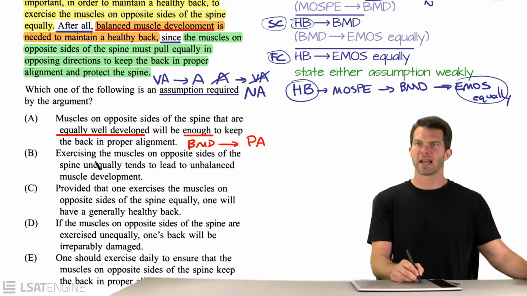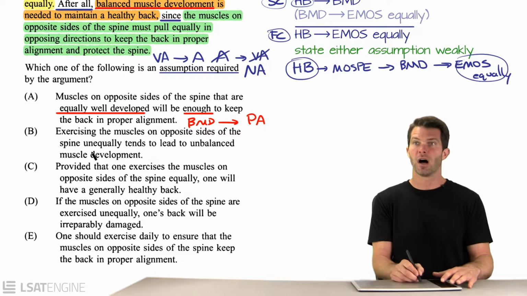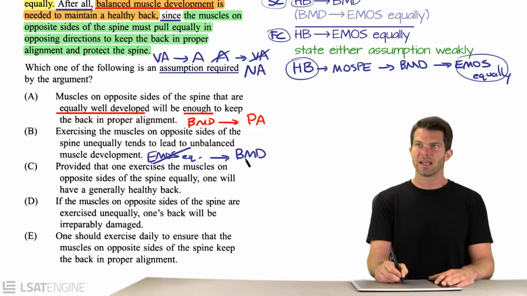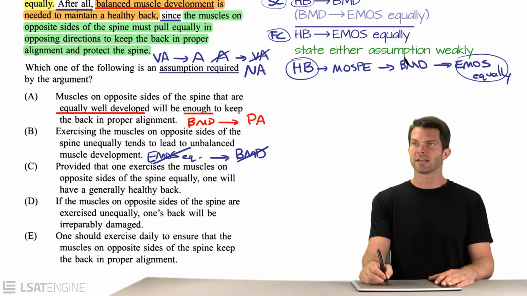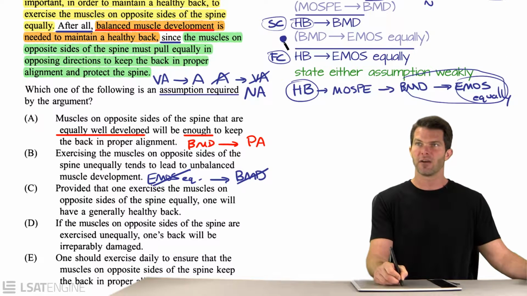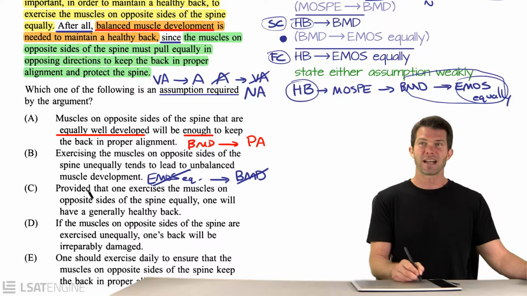Answer choice B says exercising the muscles on opposite sides unequally tends to lead to unbalanced muscle development. So that's the opposite of this final term. So exercising muscles on opposite sides, if you don't do it equally, so that negated, then you're not going to have balanced muscle development. And what answer choice B is, is the contrapositive of this last link, which is the assumption here between our subsidiary conclusion and our final conclusion. That's how we know that we need B.